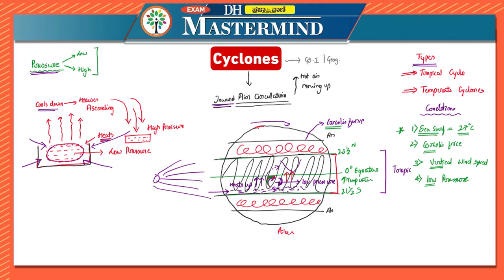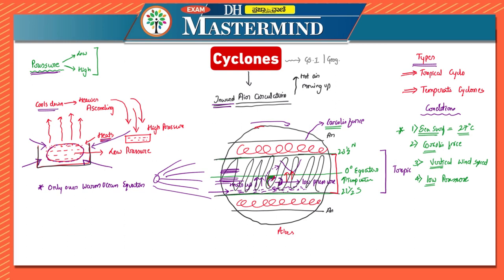Now let us look at a few points from the perspective of prelims or objective type questions. This tropical cyclone is formed only over warm ocean water near the equator. Why near the equator? Because it is tropical, and that place gets heated up more and more.